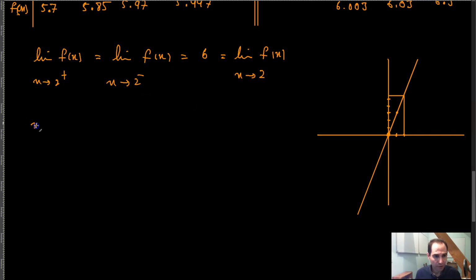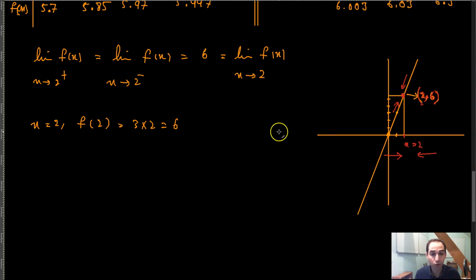Meaning that when x is equal to 2, then f of 2 would be 3 times 2, which is equal to 6. That means that this point should be technically (2, 6), and this is x is equal to 2. As you're getting closer to 2 from the right and from the left, the values of the function are getting closer and closer to the point (2, 6), which means they're getting closer and closer to 6. And here again, we can write that 6 is actually the value of the function at x is equal to 2, which is f of 2.